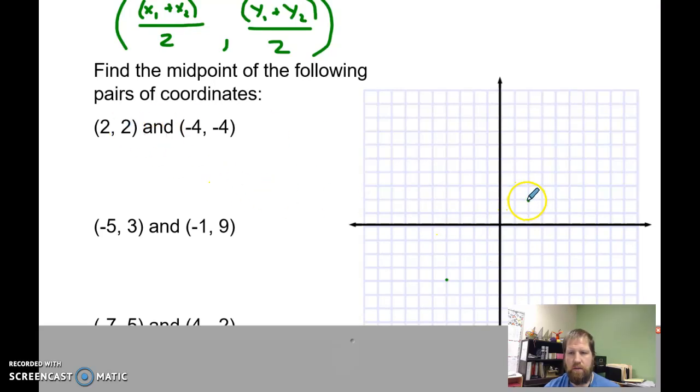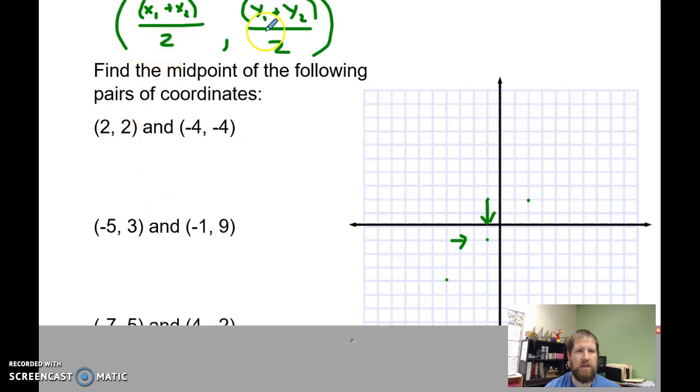If we are counting it, we've got 1, 2, 3, 4, 5, 6. So half of 6 is going to be 3. 1, 2, 3. Okay, count over. So it's going to be somewhere on this line, right? And then same thing for my y distance. 1, 2, 3, 4, 5, 6. All right, so it's going to be 3 up or down. 1, 2, 3. Okay, so it's going to be somewhere on this line, and that puts my midpoint right there.